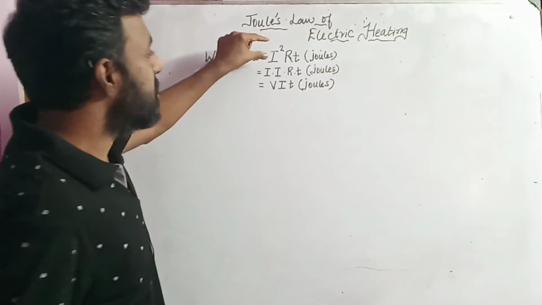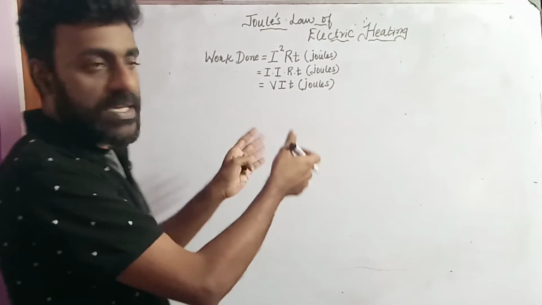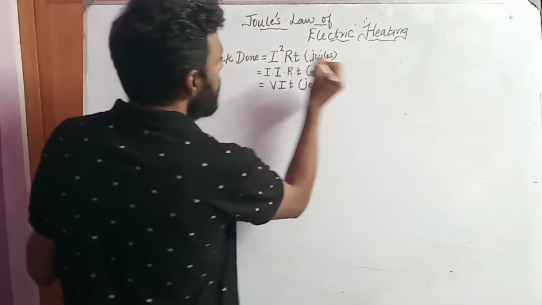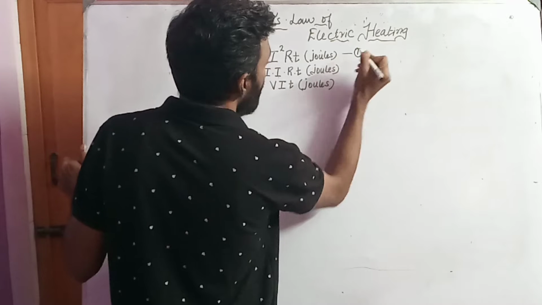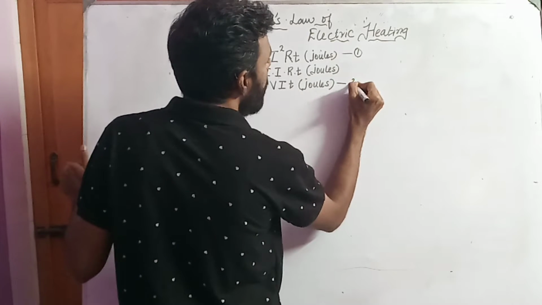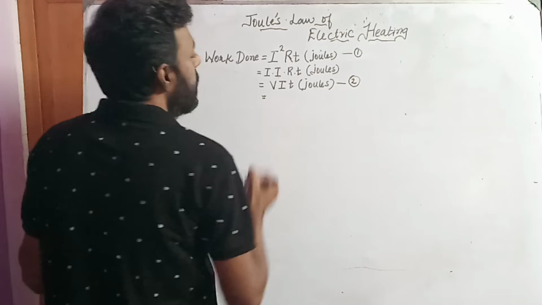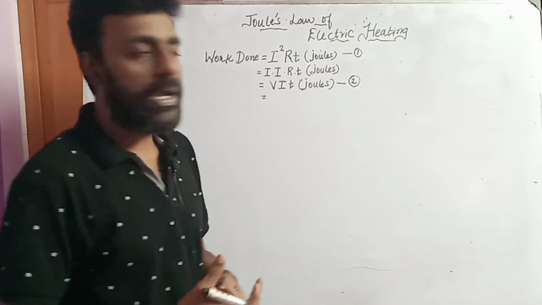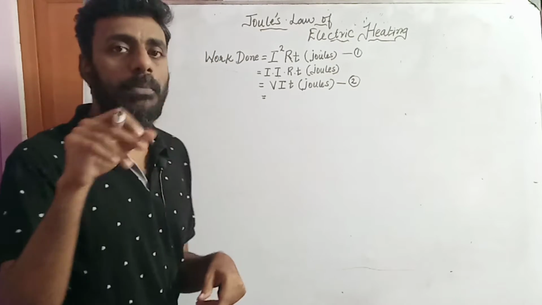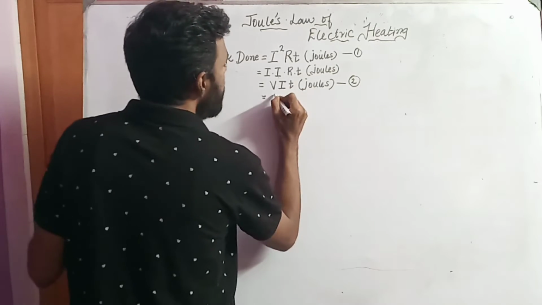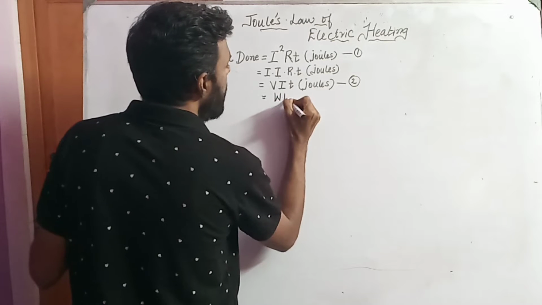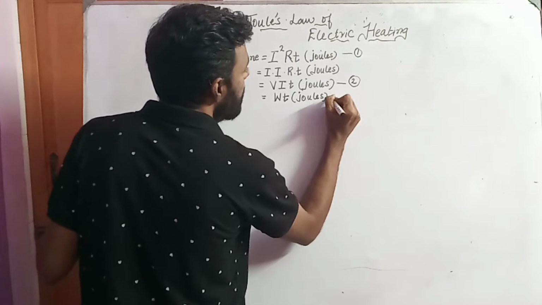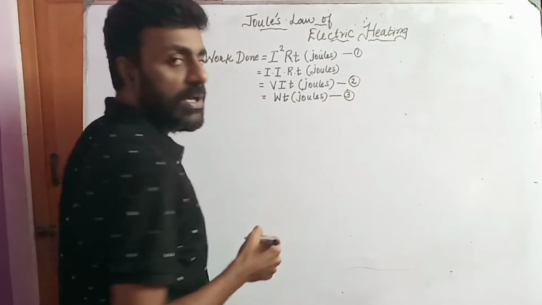From this expression, I can get several expressions, and everything conveys this work done. This I squared RT joules, let it be equation number 1. This VIT joules be equation number 2. Then VI can be expressed as W, which is nothing but the power. So I'm assuming capital W as power. So VI is power W into T, which is also expressed in joules. This can be considered equation number 3.